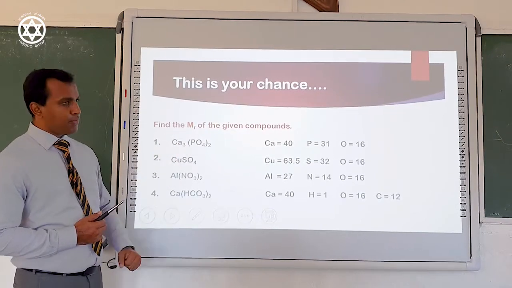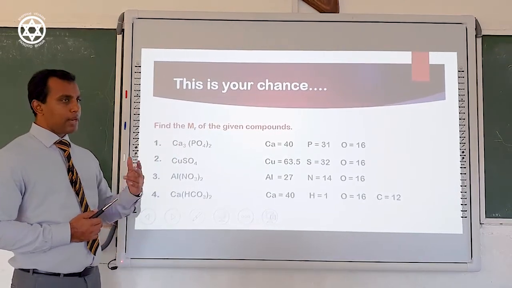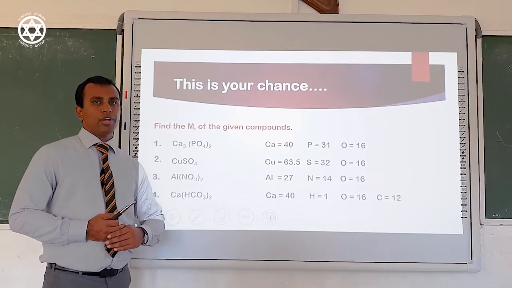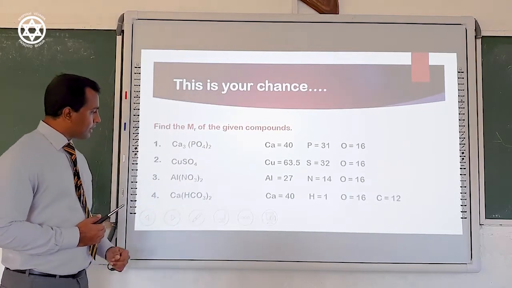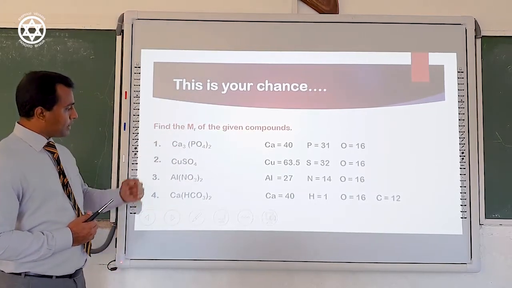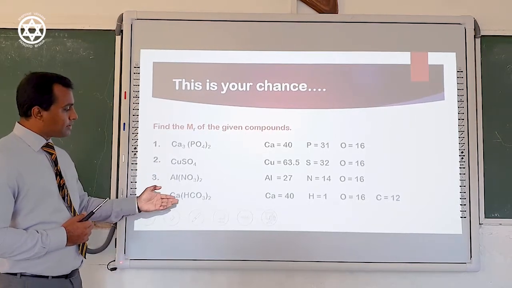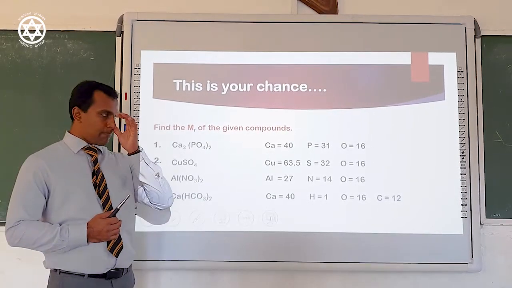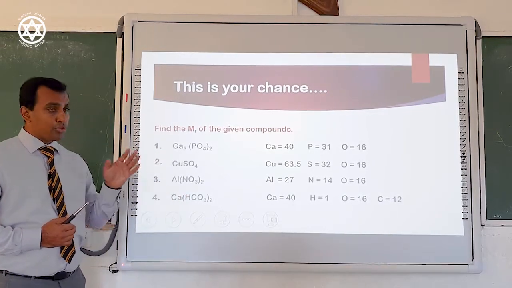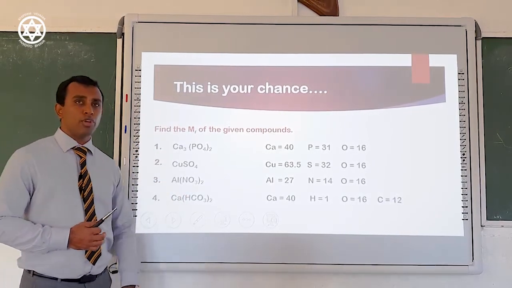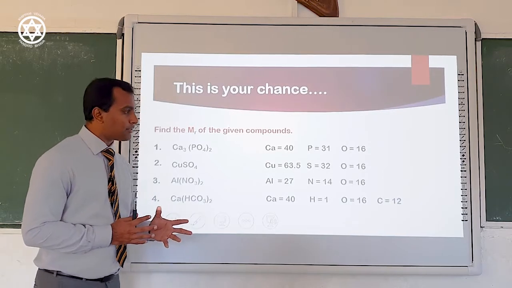If you don't know whether it is an atom or a molecule, look at Ca3(PO4)2. There are lots of atoms. If there is more than one atom, we call it a molecule. So everything given here is a molecule. Calcium phosphate, copper sulfate, aluminum nitrate, calcium bicarbonate. Each compound is a molecule, so you should be able to calculate its relative molecular mass.